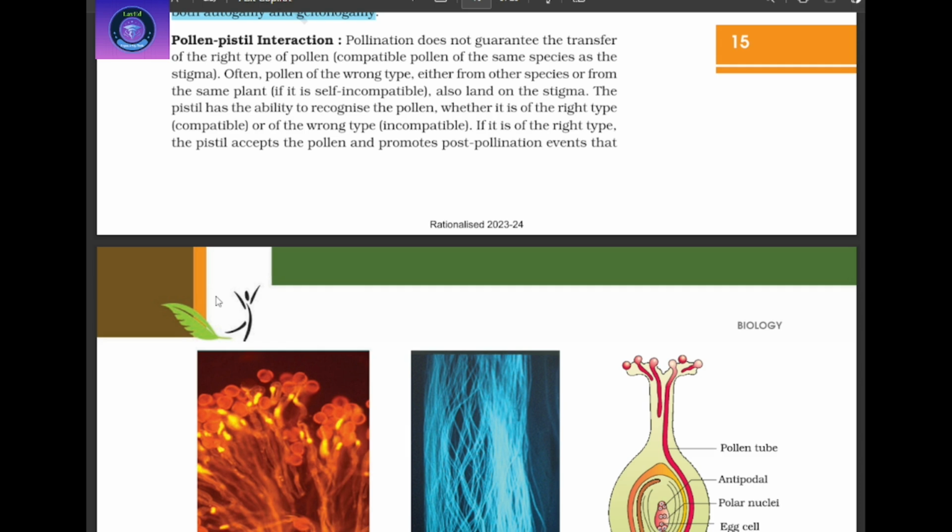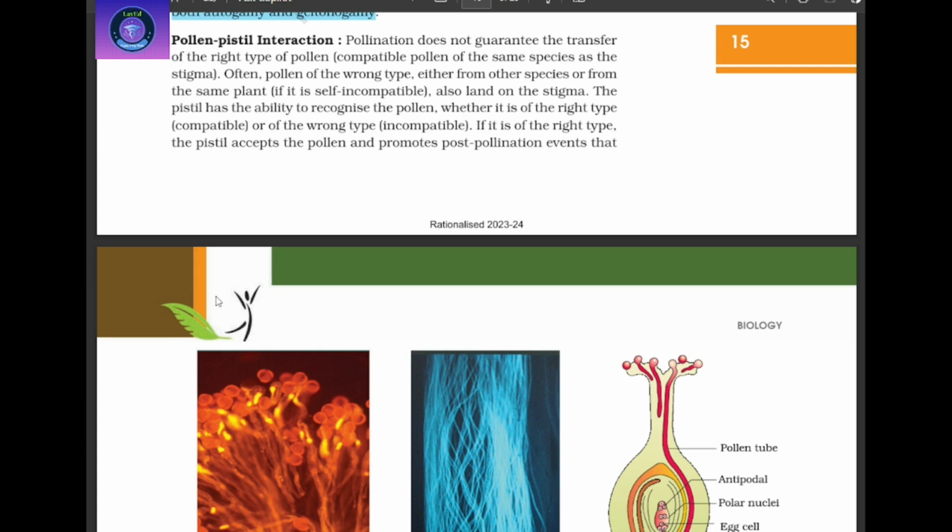Suppose the pollen grain released from the male is of hibiscus, but the released pollen grain is carried by wind, water, or insect to another plant like rose. So is the pollen of the right type? Hibiscus and rose? Definitely not. They are different species, different flowers, different functions. They will definitely not match each other. So pollination does not guarantee the transfer of the right type of pollen.